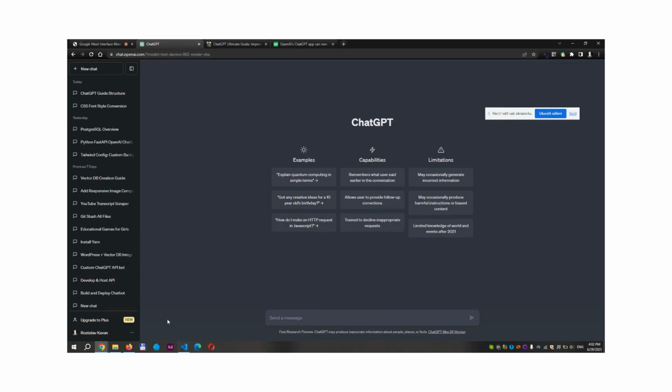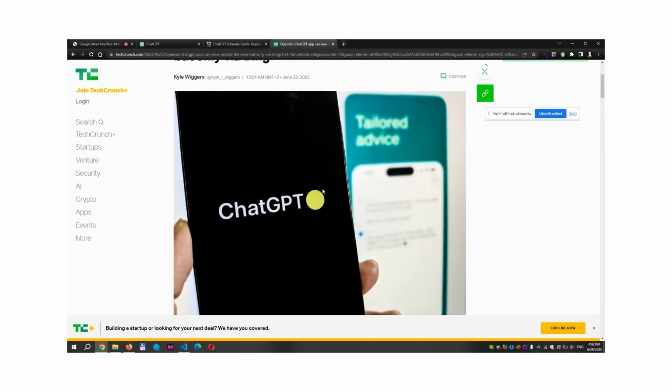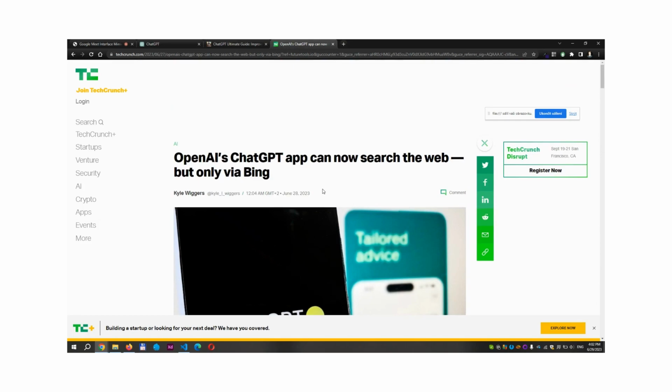So this is our interface with ChatGPT. When we go through summarizing something ChatGPT doesn't know about, obviously here I have an article from June 28th, which is yesterday: OpenAI ChatGPT app can now search the web, but only via Bing. Actually, now we know that we have Bing. We can use Bing, which is also kind of a search engine with artificial intelligence. So it uses GPT technology and Bing, a search engine. So it actually gives you current information.